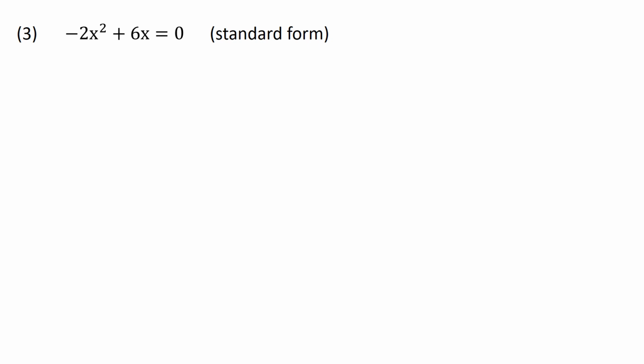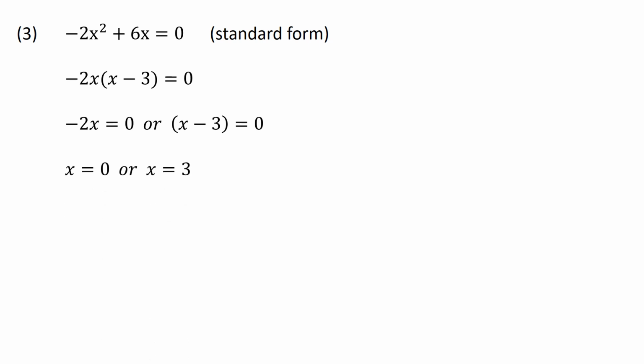Example 3. Negative 2x squared plus 6x equals 0. Here it is in standard form, so we can just factorize. If I take out a common factor of negative 2x, I'll have inside the bracket x minus 3. Now if I separate them and equate them to 0, I'll have negative 2x is equal to 0 or x minus 3 is equal to 0. If I get the x's alone for both the equations, I have x is equal to 0 or x is equal to 3 as my answers.